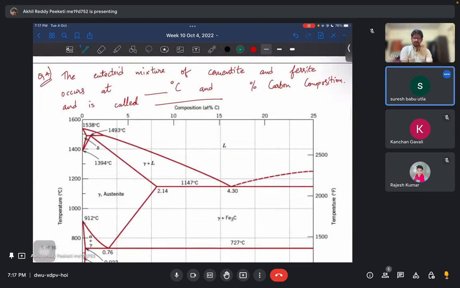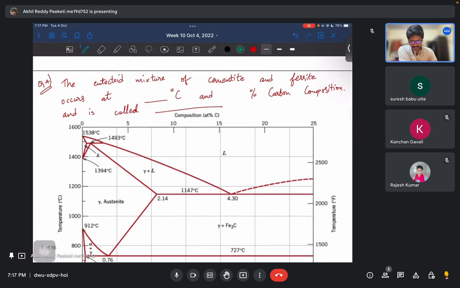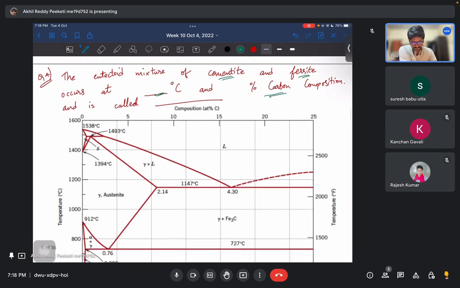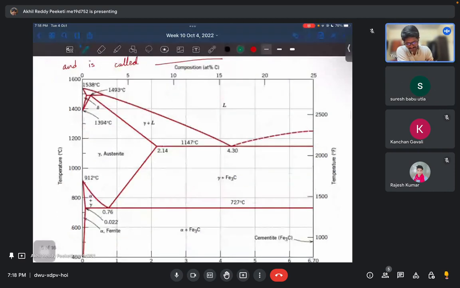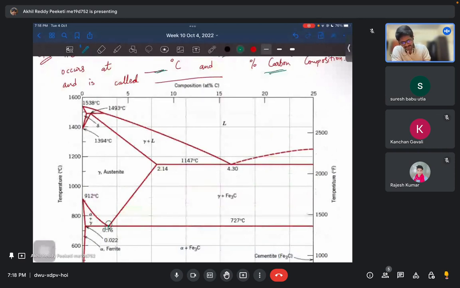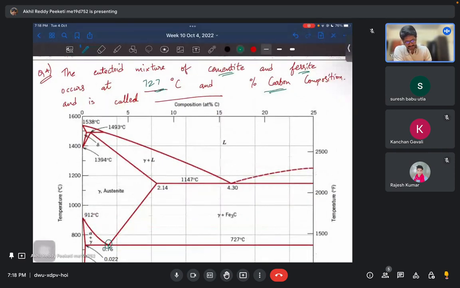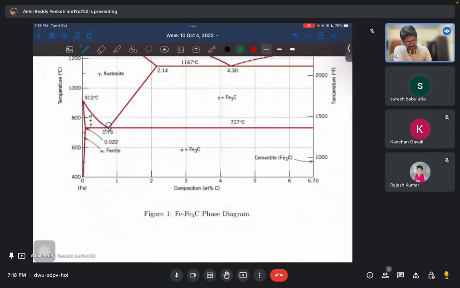Okay, so next question. The eutectoid mixture of cementite and ferrite occurs at which temperature and which composition? Eutectoid point. Yeah, this only. This is the eutectoid point. So the question is that only, actually. So it happens at 727 degrees Celsius and percentage composition is 0.76.